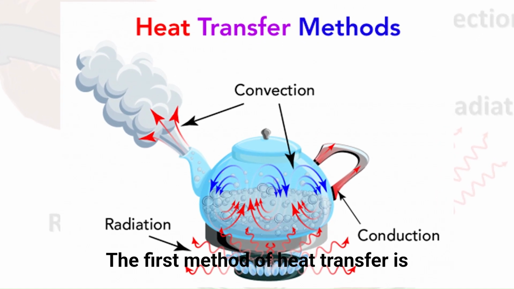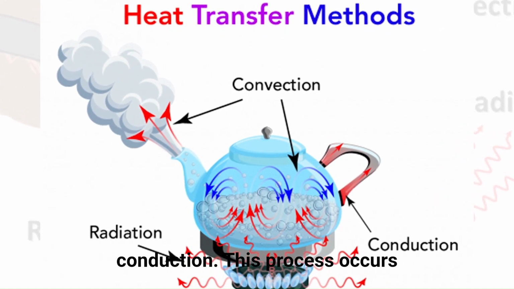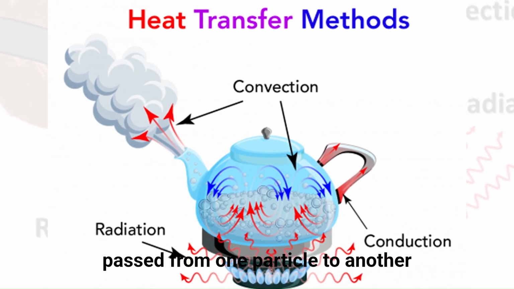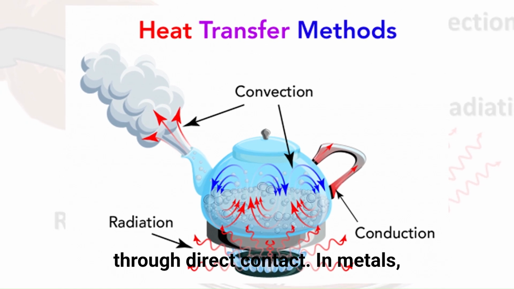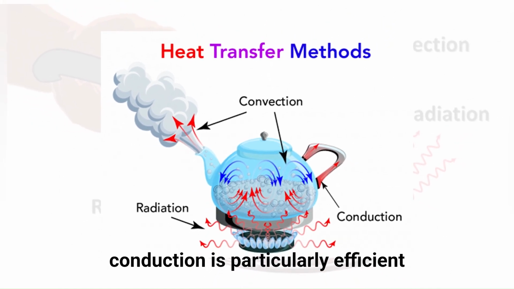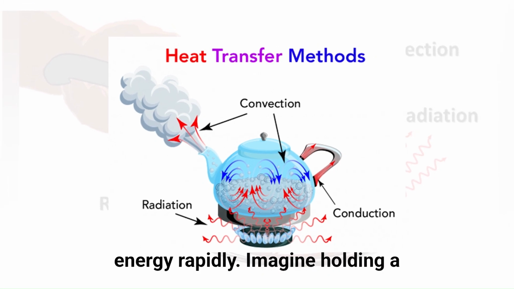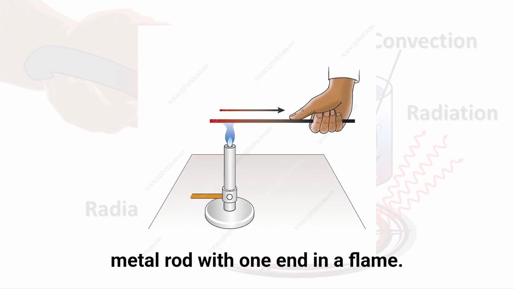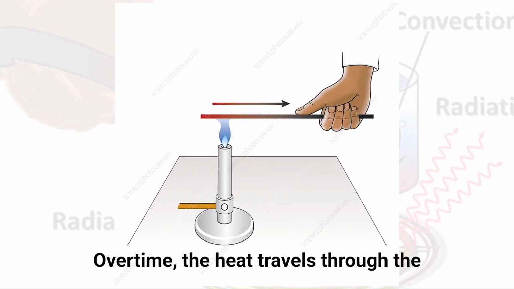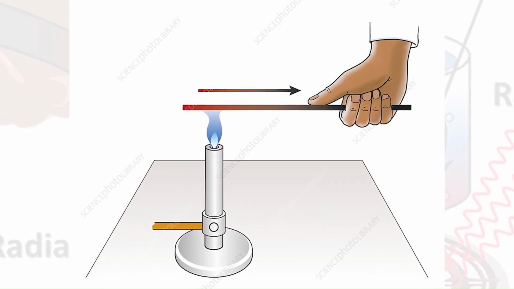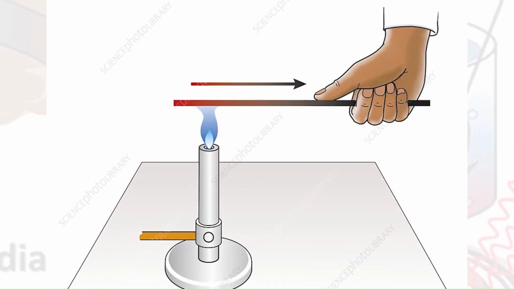The first method of heat transfer is conduction. This process occurs primarily in solids, where heat energy is passed from one particle to another through direct contact. In metals, conduction is particularly efficient because free electrons help transfer energy rapidly. Imagine holding a metal rod with one end in a flame. Over time, the heat travels through the rod, making the other end warm. This is conduction in action.